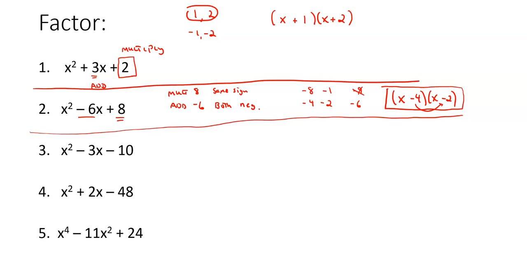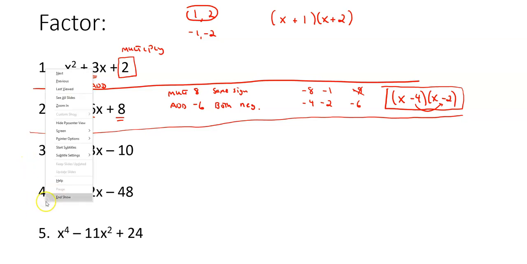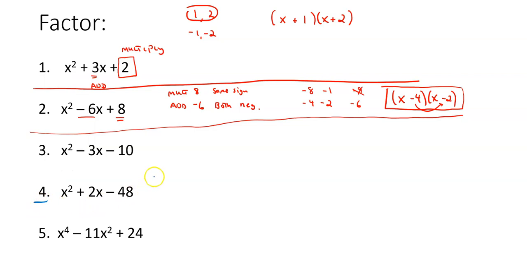Look at number 4, x squared plus 2x minus 48. Well, first of all, I know that the two numbers have to multiply to be -48, and they have to add up to be 2. Well, if they have to multiply to be -48, they're going to have different signs. And then if they add up to be positive 2, the signs have to be different.